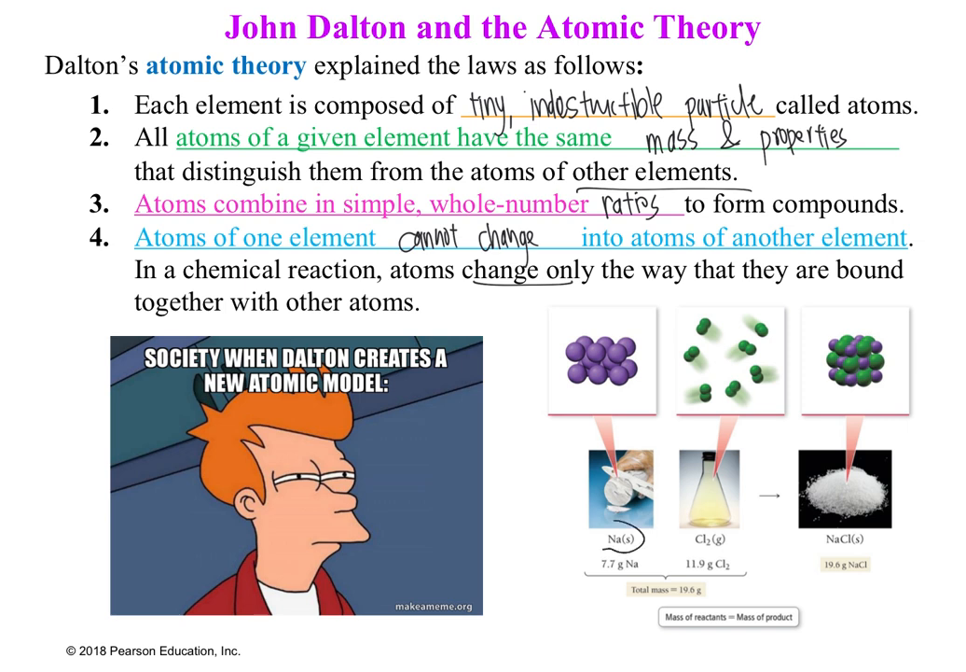So here we have sodium, we have chlorine. They have very different masses and different properties, right? Gas versus solid. They come together in a ratio of 1:1 to create salt, which has different properties as well.